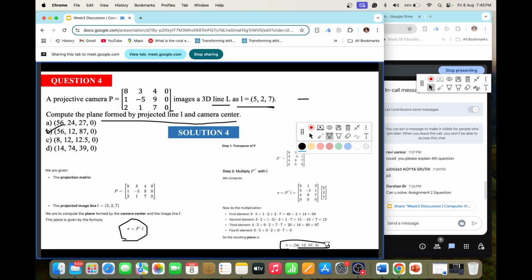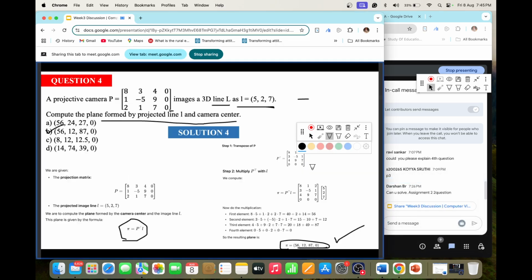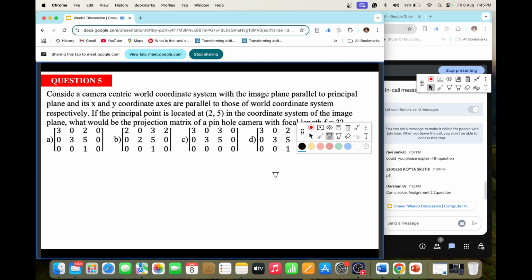So this will be a 4 cross 1 matrix, or that 4 cross 1 column vector will be your pi, or the equation of the plane. So is it clear? Very easy. P^T into L. Okay, P^T is the transpose of the projective camera matrix into the line. So this is regarding question number 4. Now let's move on to question number 5.